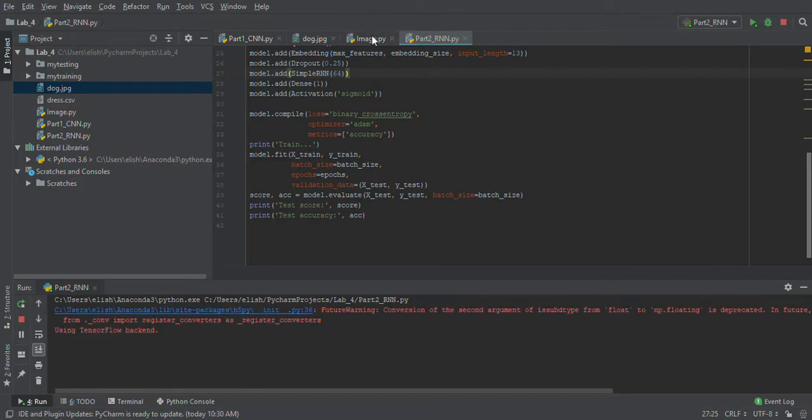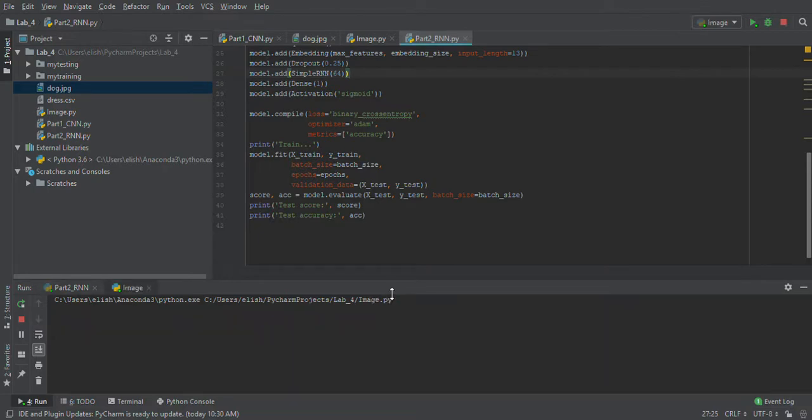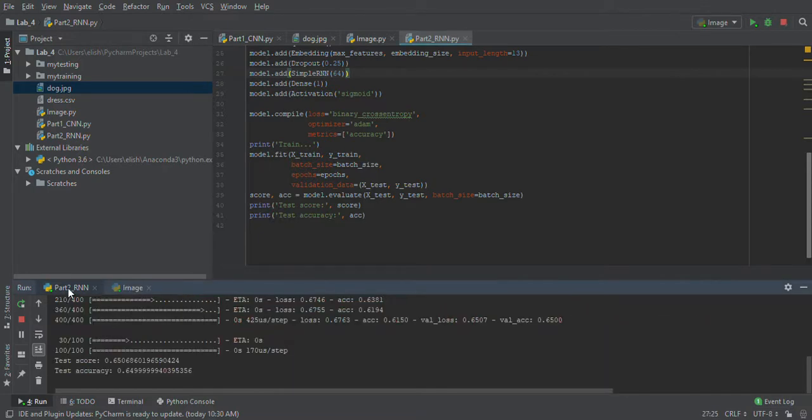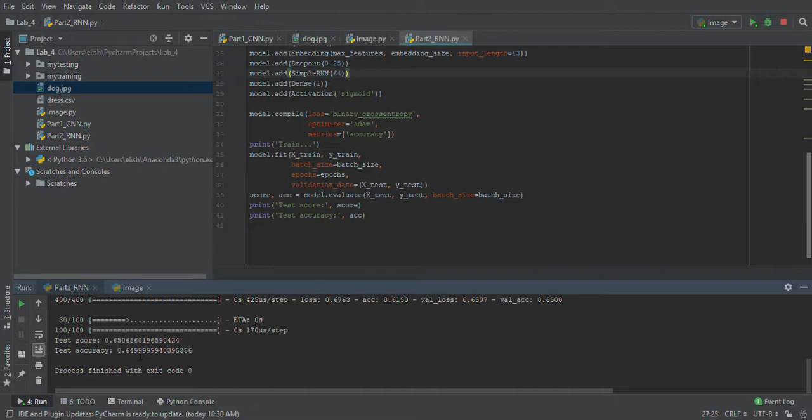I'll run this one too in the meantime, since it will take too much time. So this one actually has a lower test score than the CNN model. The CNN model had 67% test score, but this one has 65%, and this one has a much better accuracy of 64.99, and the CNN had an accuracy of 64%. It's just a slight difference.